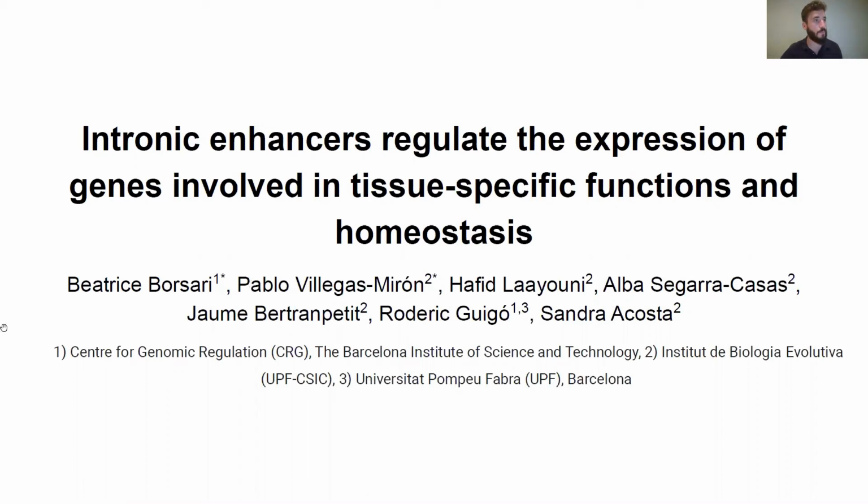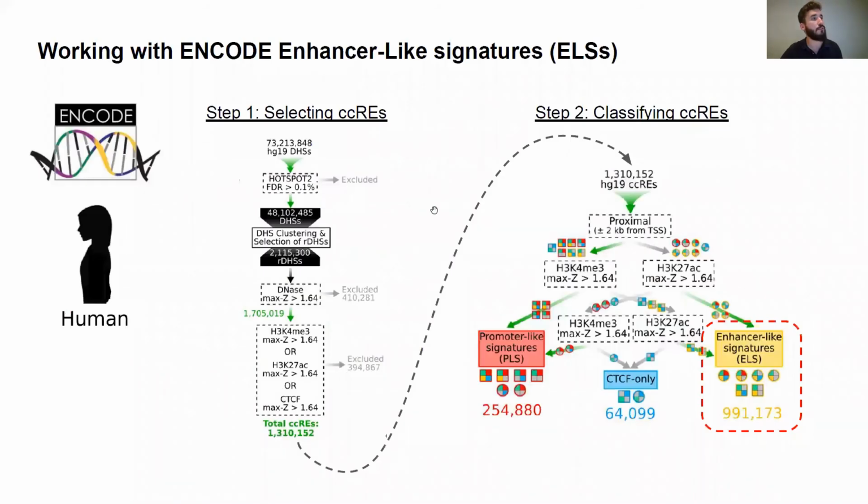of these tissues. So our starting point is, of course, the ENCODE catalog of epigenetic signatures based on the DNA's hypersensitive sites, which I'm sure you all know this workflow that defines almost 1 million enhancer-like signatures across multiple human tissues. So this is our starting point.